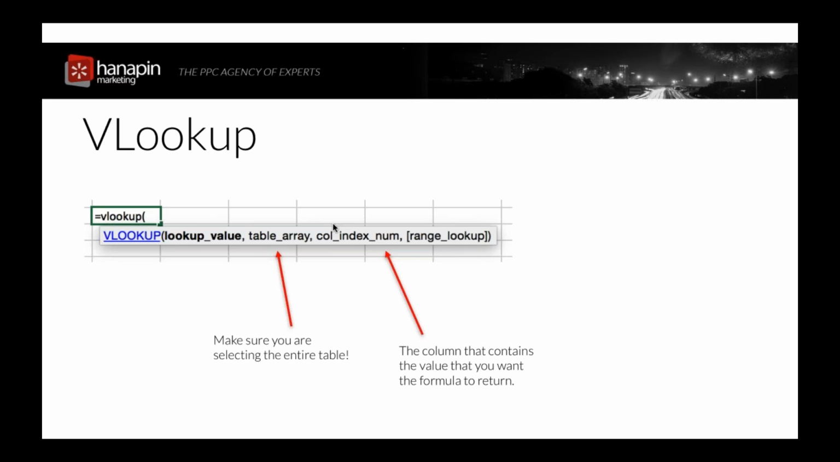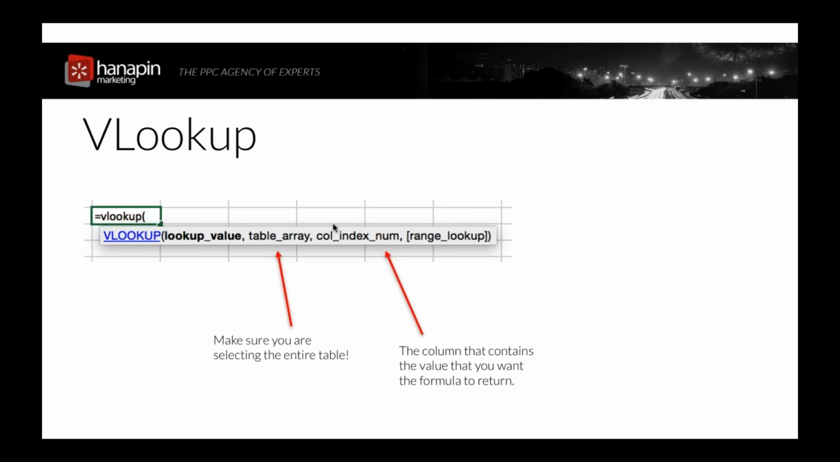So moving on to the VLOOKUP. So here's just a quick snapshot of what this formula looks like. Very popular function in PPC. We use it all the time here in-house. So the common errors here, I have these red arrows pointing to the table array and the column index number arguments within the formula. So with table array, you want to make sure that you're selecting the entire table of data that you're using for your lookup. A big error I see a lot is people only selecting one column for the table array, and that's going to give you an error. So just make sure you're selecting all of your data.